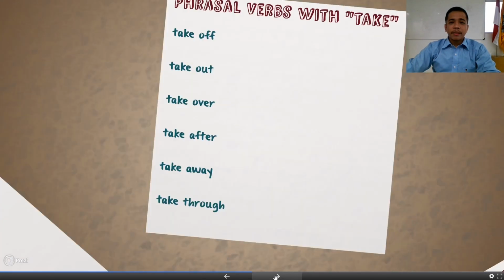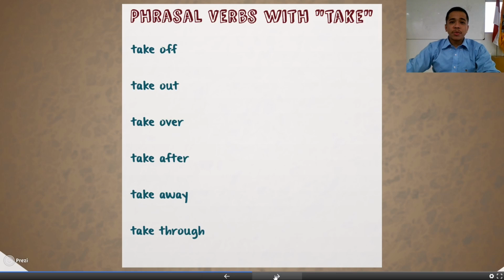Okay? Now, what about the phrasal verbs with the word take? Number 1, take off. Now, take off could mean the opposite of put on or removing something. Like, could you please take off your shoes? Or it could also mean leaving the ground. Like, the plane is about to take off.